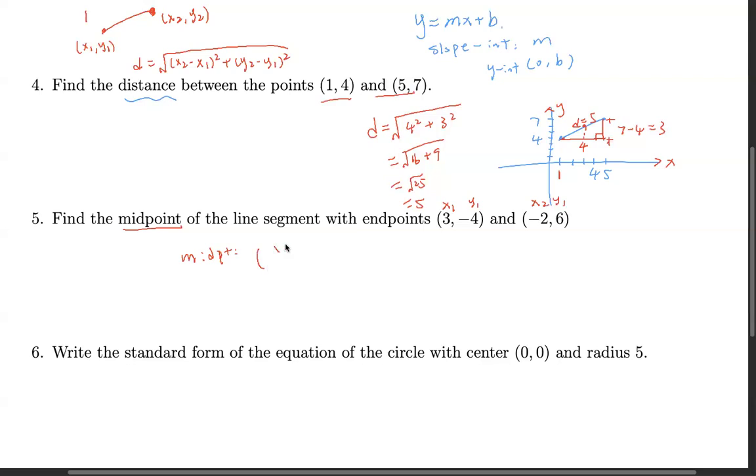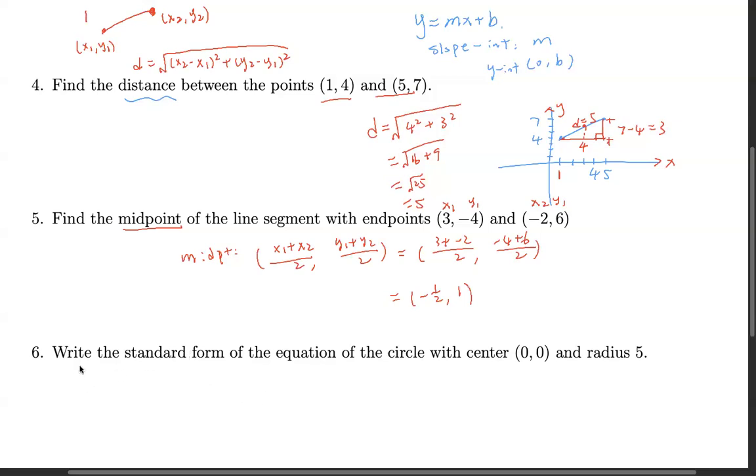is an average. So add x1 with x2 and divide by 2. Average value. Add y1 with y2, then divide by 2. So in our case, 3 plus -2 divided by 2. -4 plus 6 divided by 2. 3 plus -2, that's -1, so we're going to get -half. Then -4 plus 6 is 2. 2 divided by 2 is 1. So the middle point of those 2 points is -half and 1.